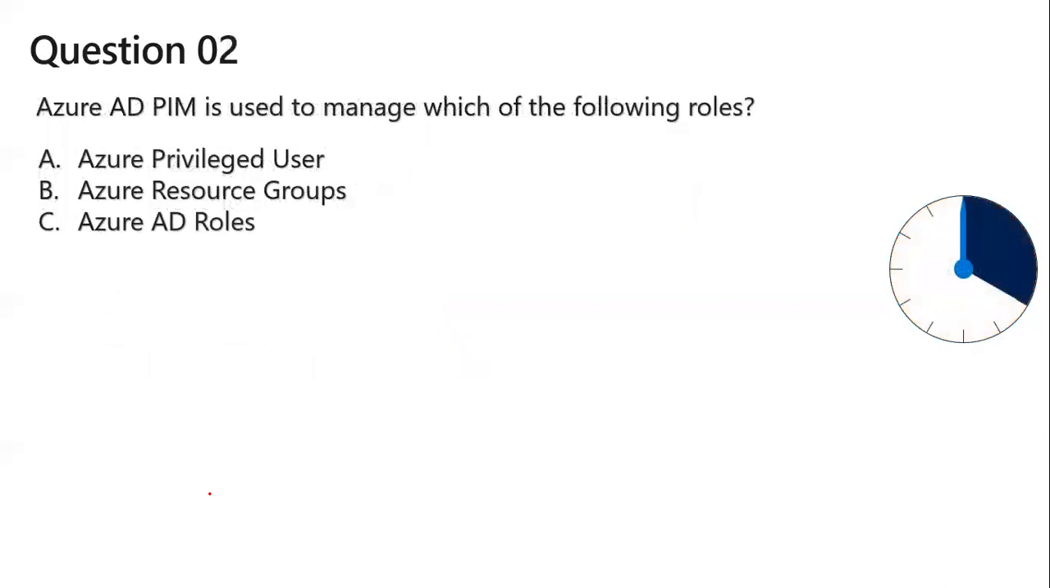Azure AD PIM is used to manage which of the following roles? Azure Privileged User, Azure Resource Groups, or Azure AD roles. Please post your answers. I'm starting the timer again.